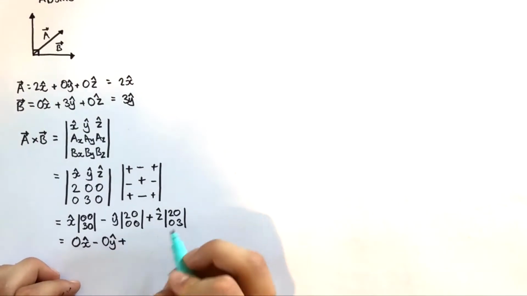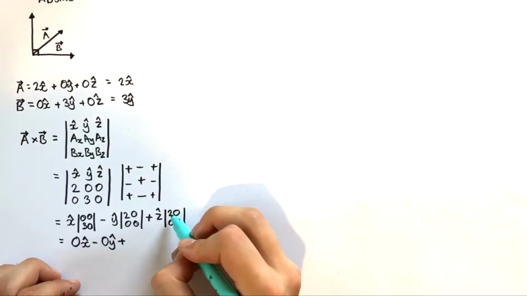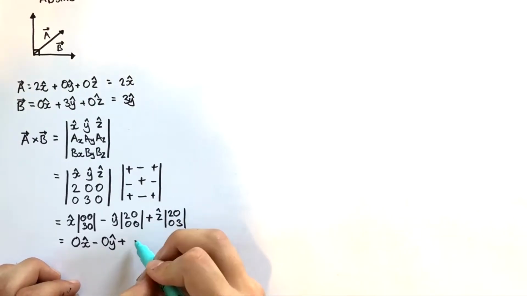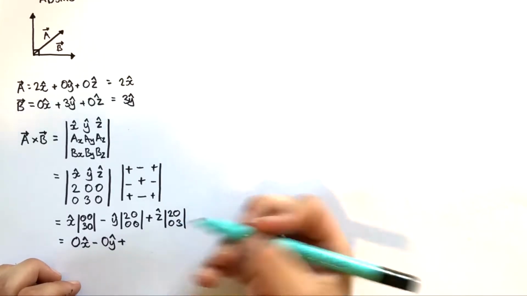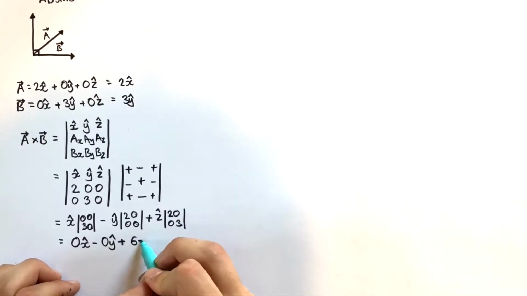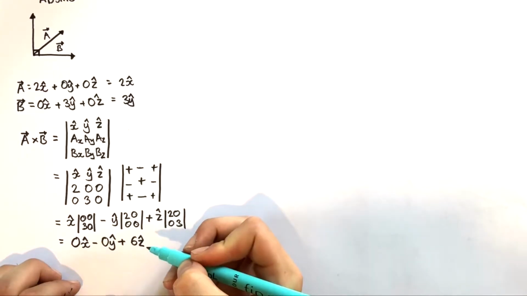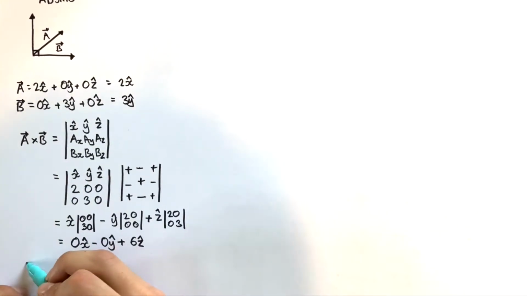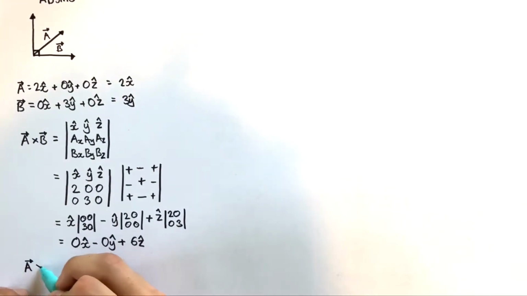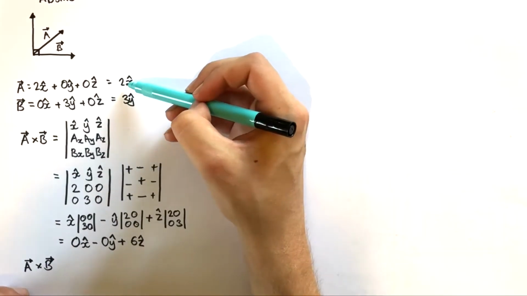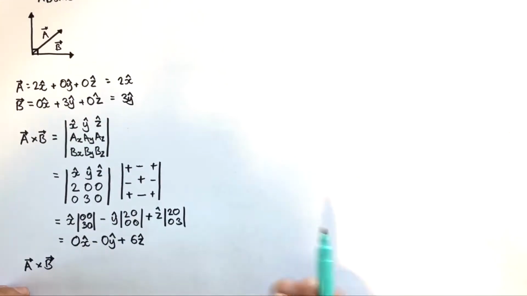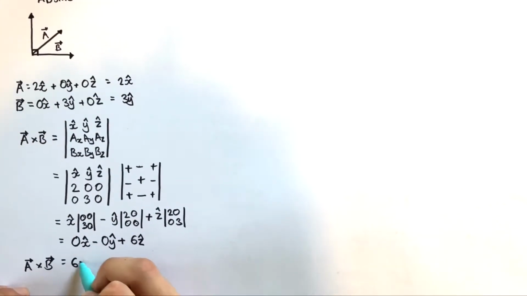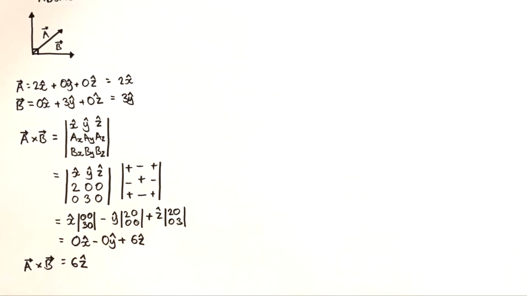But what about the z hat? This looks a bit more promising. We've got 2 times 3, which is 6, minus 0 times 0, which is 0. So what does that leave us with? That leaves us with 6 z hat. And so we find that the cross product of A and B, remember we said that A was 2 x hat and B was 3 y hat, is 6 z hat.